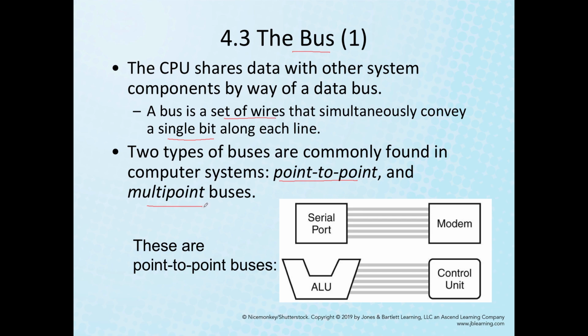A point-to-point bus is between two components. You have a dedicated set of lines connected together. Suppose we have a component called the serial port, another component called the modem, and there is a dedicated set of wires connected together, and that is called a point-to-point bus. Another example: the ALU and the control unit, if we have a dedicated connection not shared by any other component, then it is called a point-to-point bus.